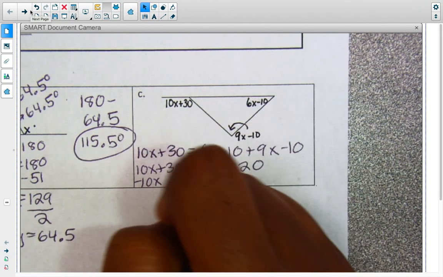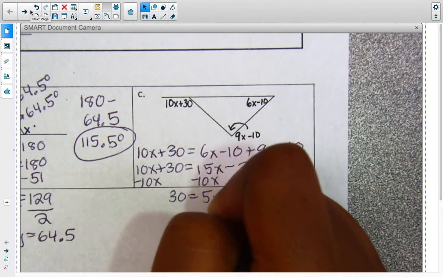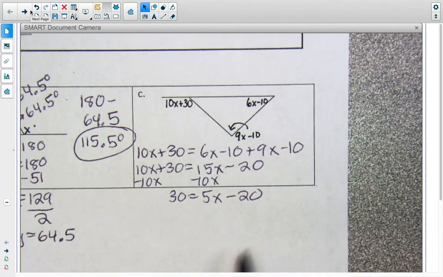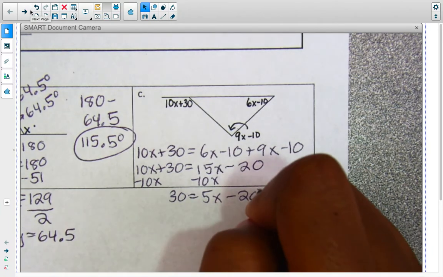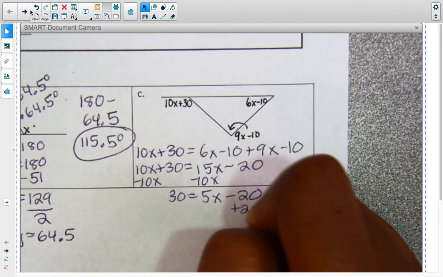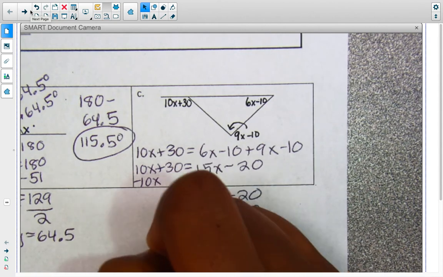So it's going to give me 30 equals 5x minus 20. Now I'm going to add 20 to both sides. Plus 20, plus 20. That gives me 50.